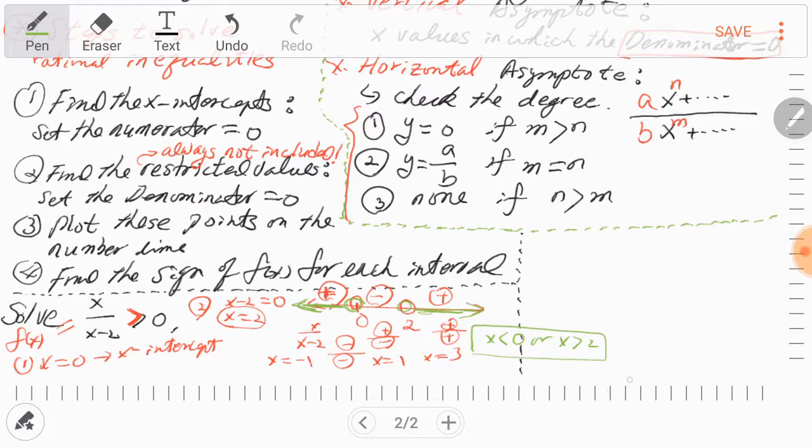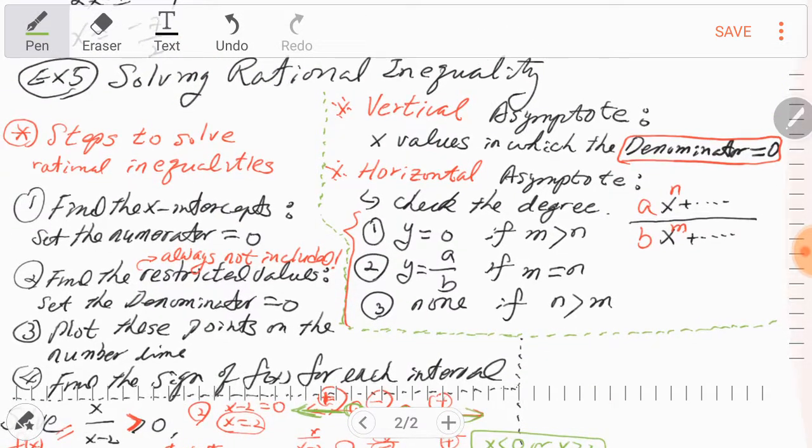Okay, and then we will do some examples later. Okay, how about vertical asymptote and horizontal asymptote of rational inequalities? So the vertical asymptote is the vertical line the graph approaches. That's the vertical asymptote. Something like this.